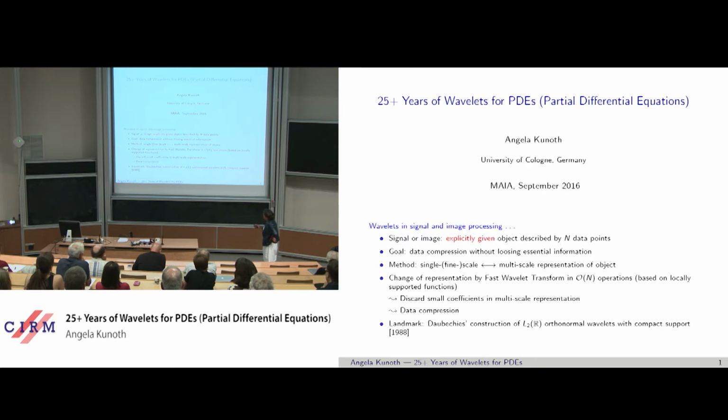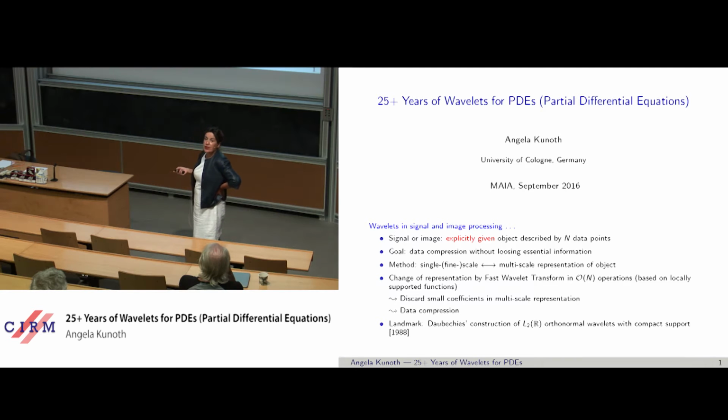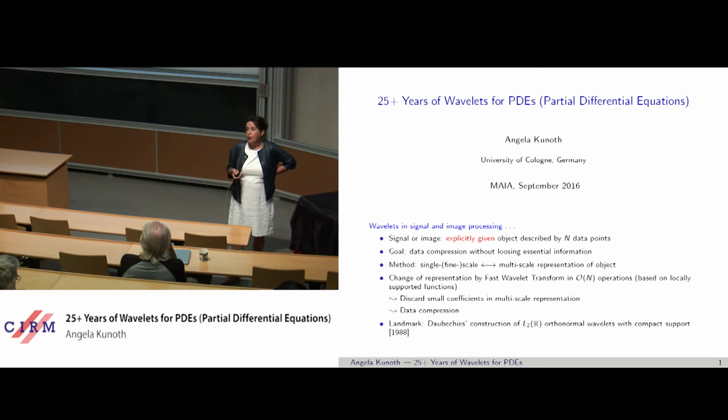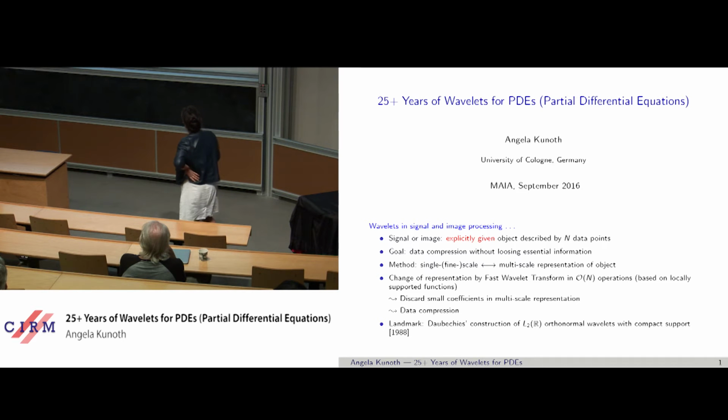The method to achieve this goal is to perform a transform between the single fine scale and a multi-scale representation of the object. Once you have achieved this transform, you can look at the multi-scale representation, in which you have information about essential and not so essential parts, the detail coefficients for instance, and you can throw away some of them.